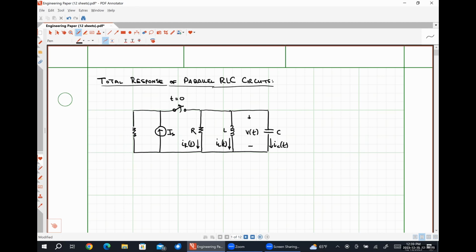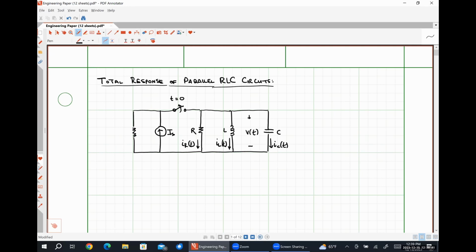So at t equal to 0 minus, our switch was closed. And we should see that all of our source current IS is flowing through our inductor, which would be represented by a short circuit because it would be a DC circuit. And so our inductor would have some amount of stored energy. The voltage drop across our inductor would be 0, which means the capacitor would not have any stored energy.